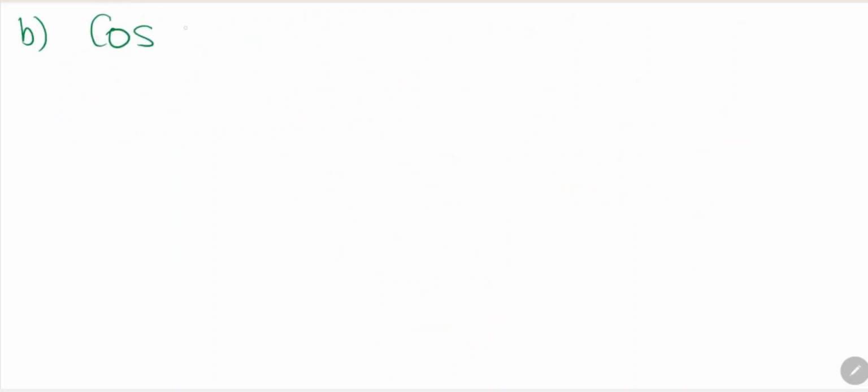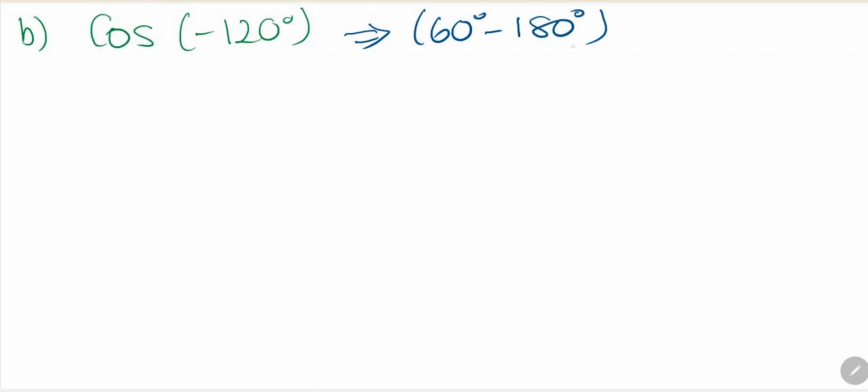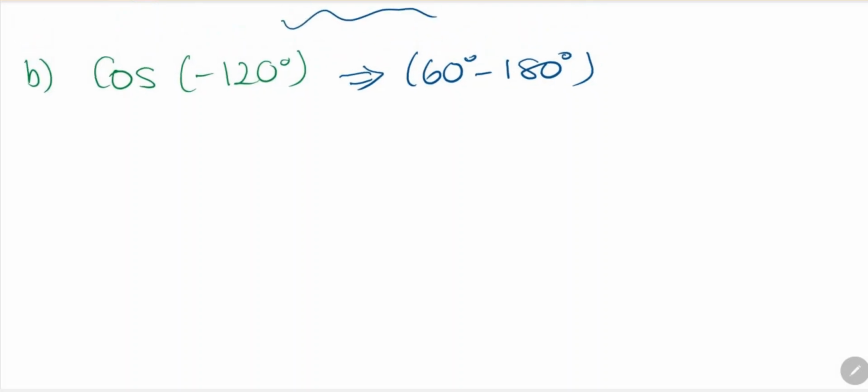Right, a second example. We have a negative angle this time. So we have minus 120. We need to think of two angles, where the one that's subtracted will give us minus 120. So I can do 60 minus 180, and this will give me a negative angle. So this is A, and this is B. So we have cosine of A minus B.